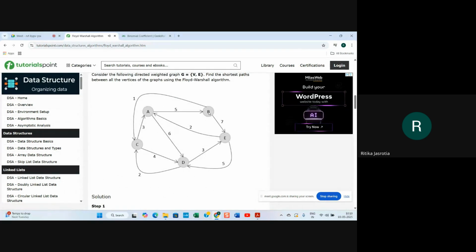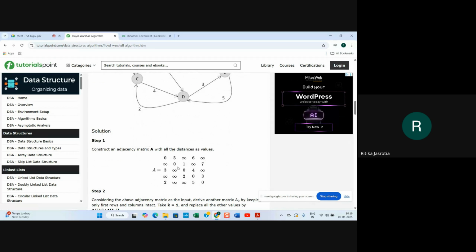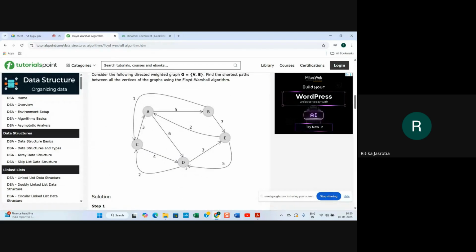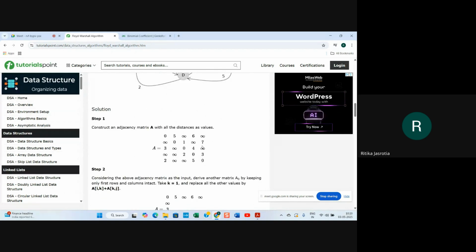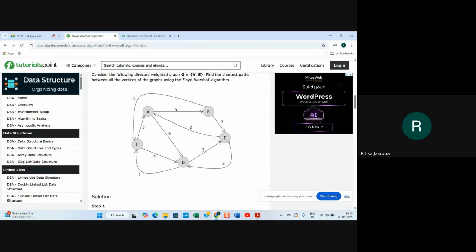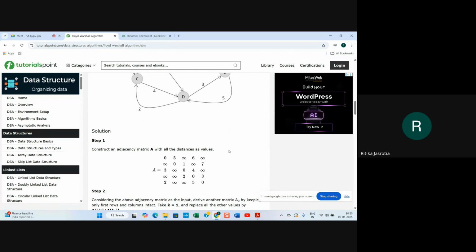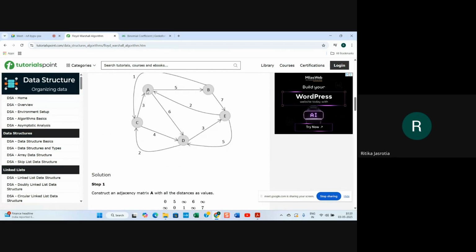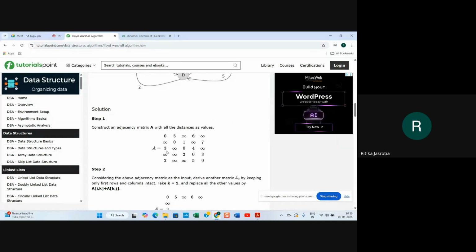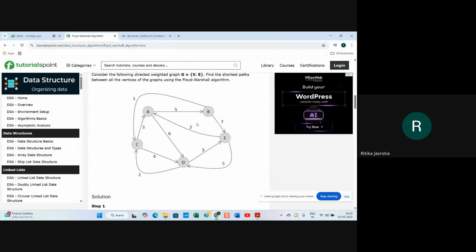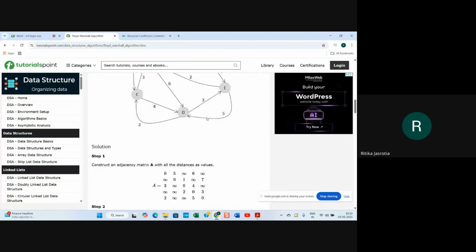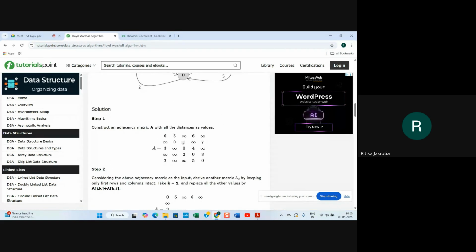Then B to C is there, direction is there, it is 1. Right, B to B is 0, B to C is 1, and B to D is not there, infinity. B to E is there, direction is there, 7. Right, then C to A direction is there, 3. C to B is not there because direction is from B to C, not C to B, so infinity. C to C is 0.